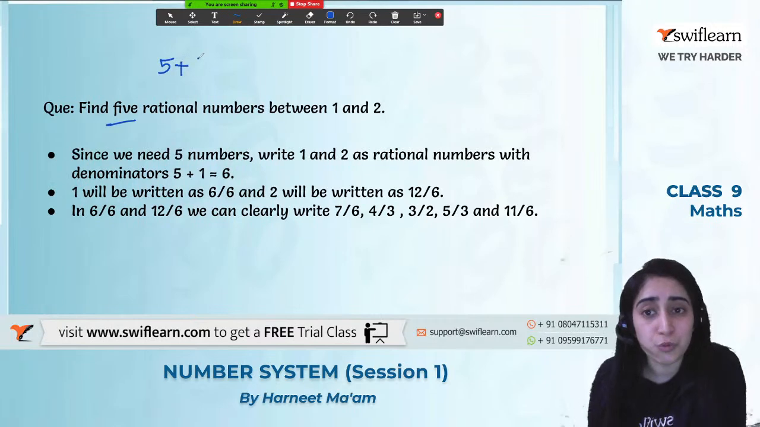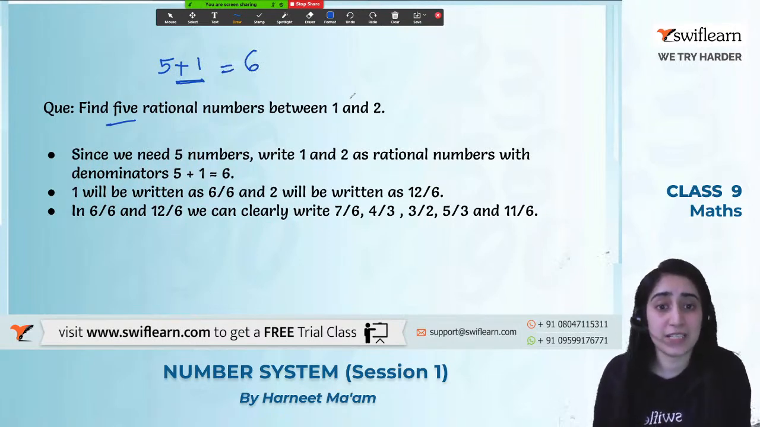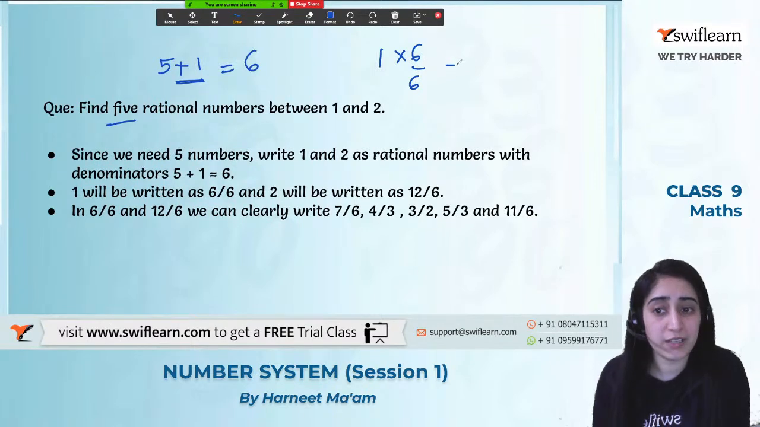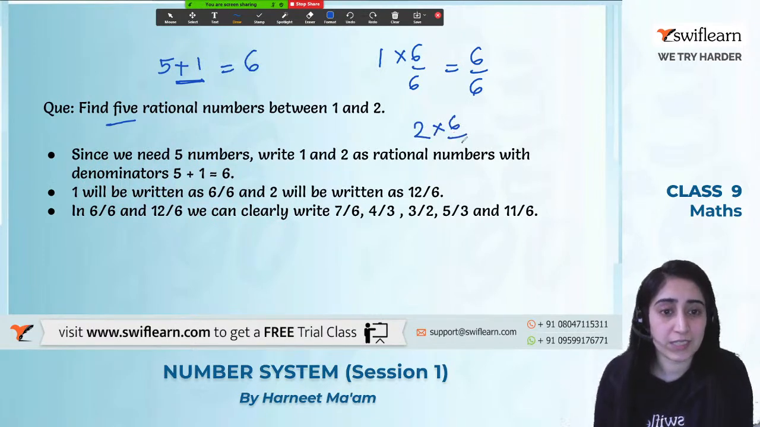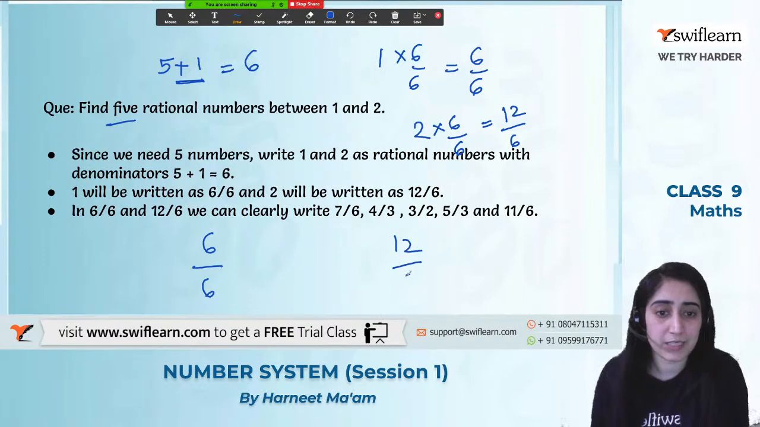Whichever number is given, we'll add 1. So what is 5 plus 1? It comes out to be 6. Now we will multiply 1 by 6 over 6. It will not be a problem, right? So it comes out to be 6 by 6. And now 2 will also be multiplied by 6 and divided by 6. That is also not a problem. That comes out to be 12 by 6. Now I have a fraction 6 by 6 and a fraction 12 by 6.